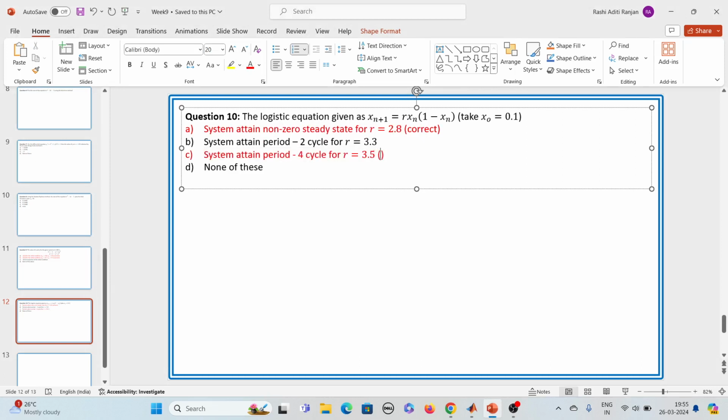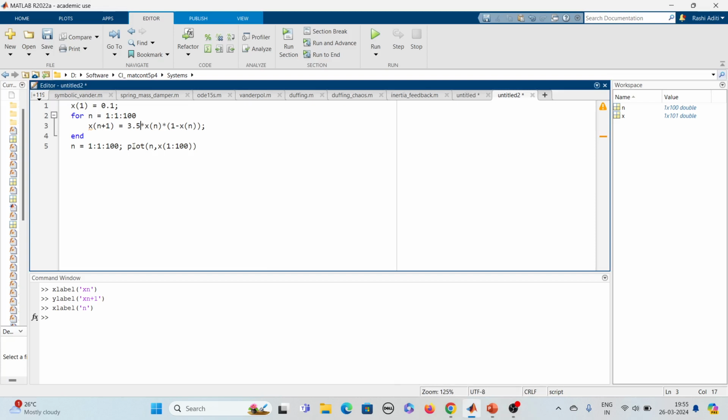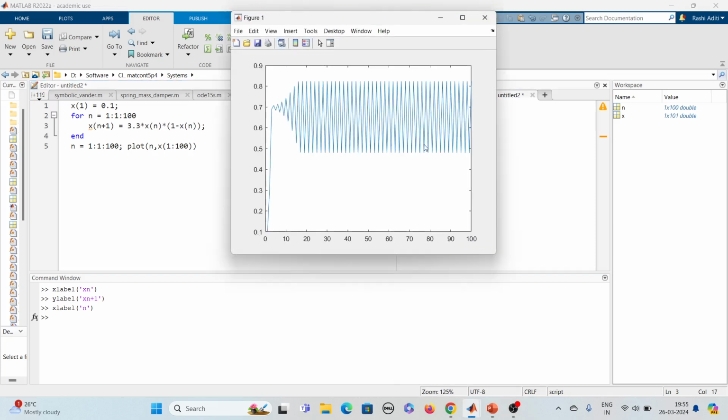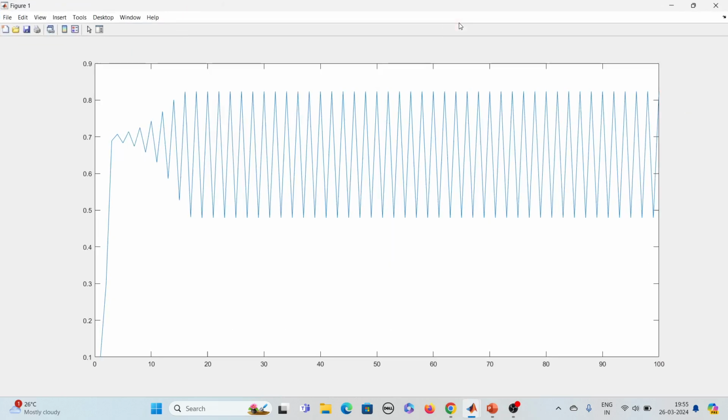This is correct. My mistake, I took 3.5. However, it's all done, option. Coming on to 3.3. So if you see for 3.3, there is some initial transient.